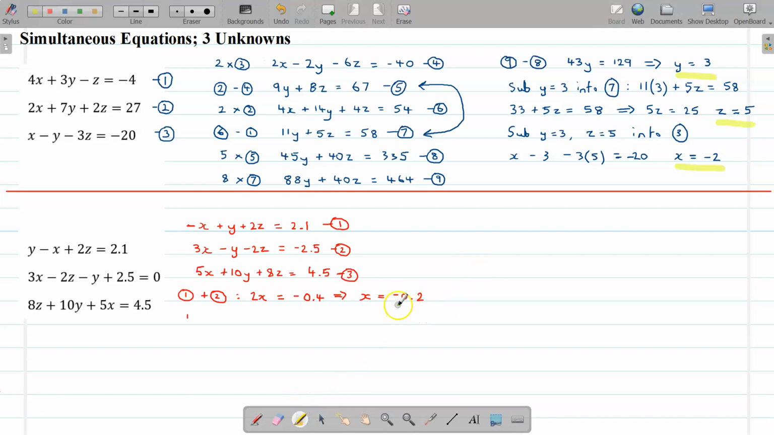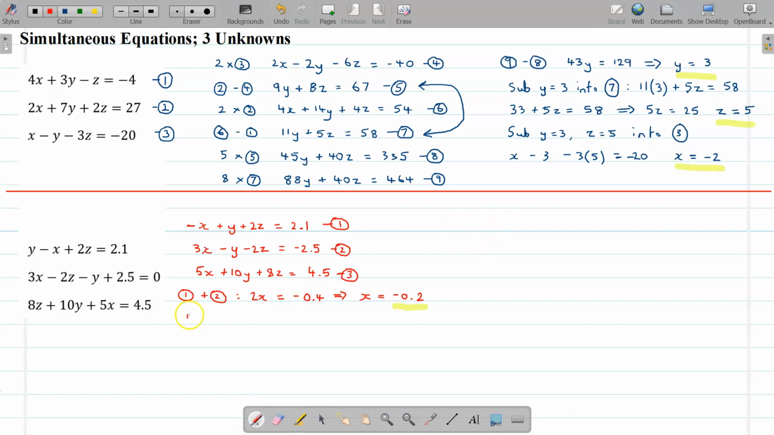Now, having established that, I need to substitute it into one of the other equations. Now, the thing is, I haven't got an equation at the moment that only contains y or z. I've still got two variables to find. So what I'm going to do is take that value of x and substitute it into both 1 and 3. So I'm not going to use the two equations I've just used, but I'm going to use one of them and a different one. Okay, so let's see how that would work.